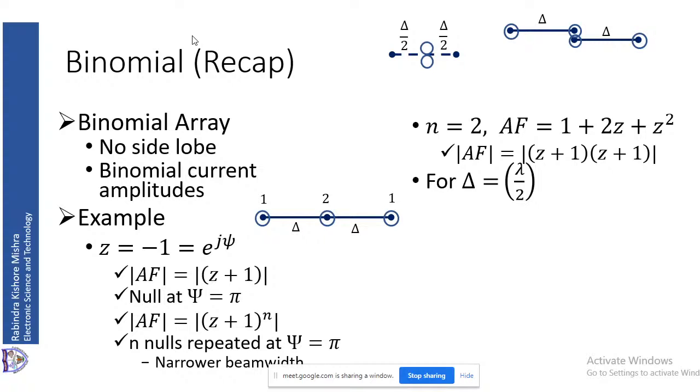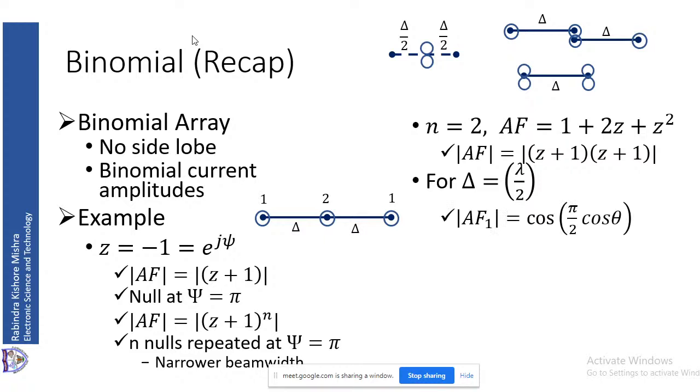From that point, each of these elements will be separated by delta by 2. Similarly for the second one, they will be delta by 2 separated. So the two equivalent sources will be delta apart, because for the first one it is delta by 2, and for the second one it is delta by 2. The center point is delta by 2 from the first equivalent source, and again delta by 2 from the second equivalent source. So the distance between the two equivalent sources is delta, and each equivalent source has a figure of 8 pattern.